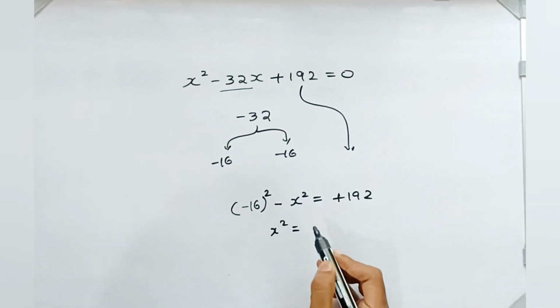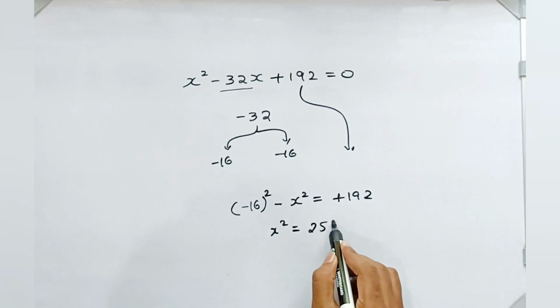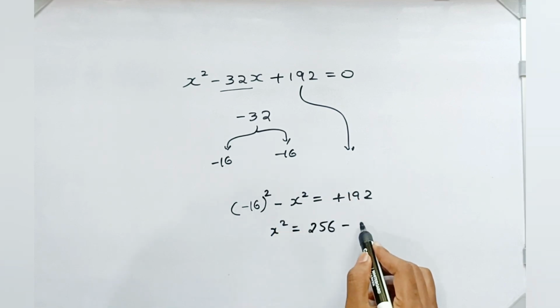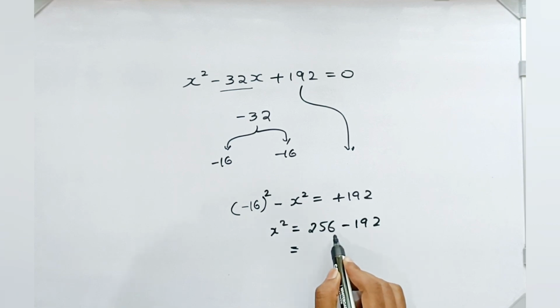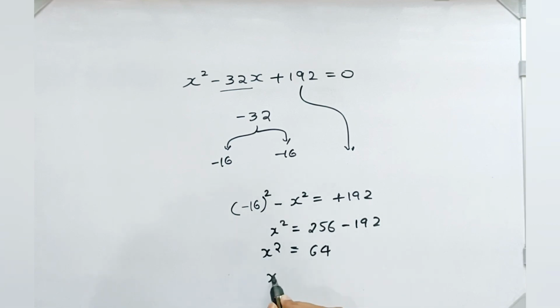Here x square is equal to 16 square, which is 256, right? And this will go to this side as minus 192. The difference between these is 64. X square is 64, and what is the x value? It is plus or minus 8.